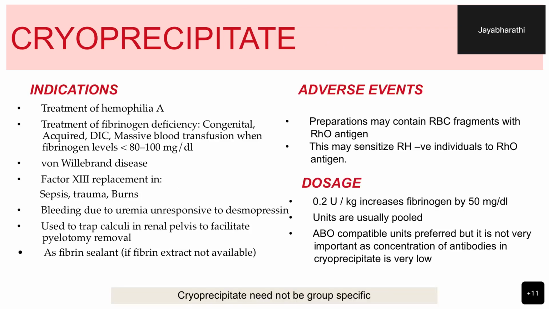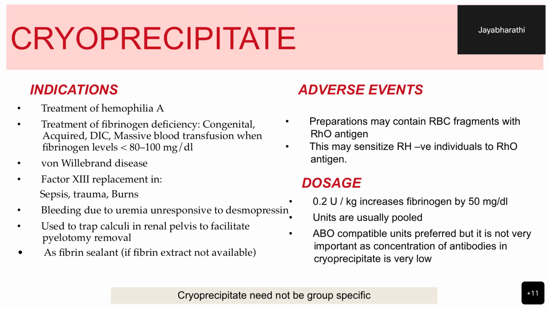Indications of cryoprecipitate include treatment of hemophilia A, treatment of fibrinogen deficiency, which can be congenital or acquired, DIC, massive blood transfusion when fibrinogen level is less than 80 to 100 milligram per deciliter, von Willebrand disease, factor 13 replacement in sepsis, trauma, burn, bleeding due to uremia unresponsive to desmopressin, and it is used to trap calculi in the renal pelvis to facilitate pyelolithotomy removal, as a fibrin sealant if fibrin extractor is not available.